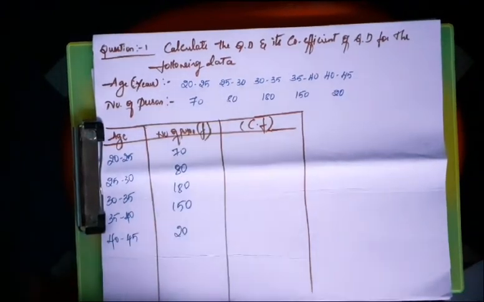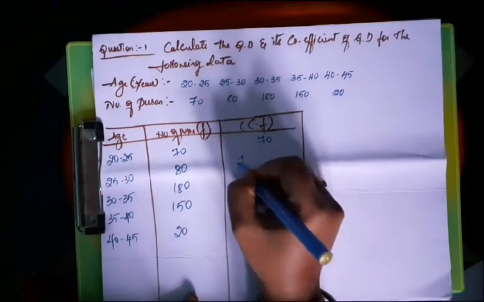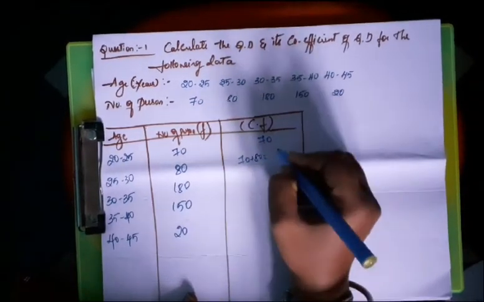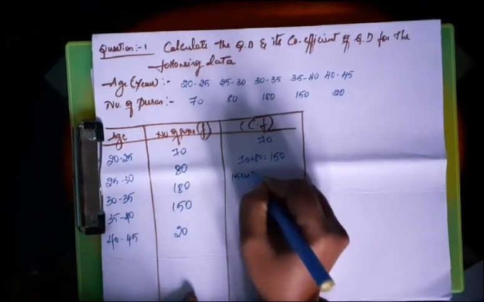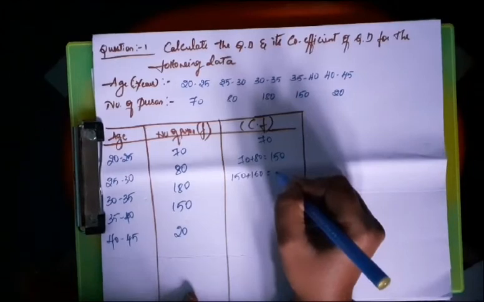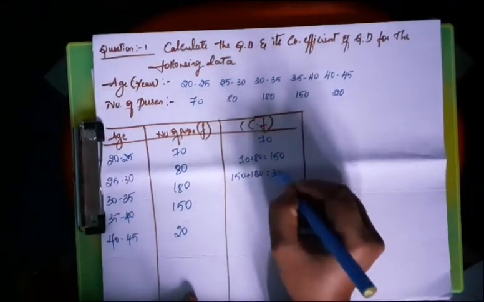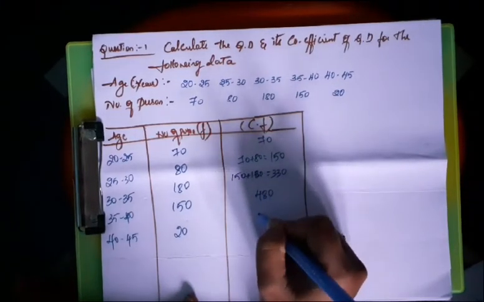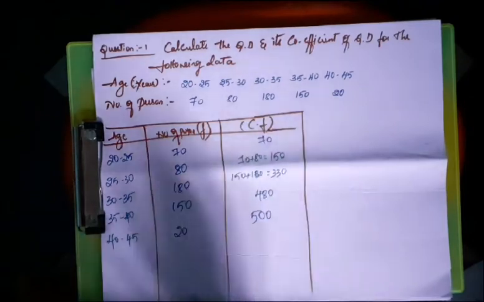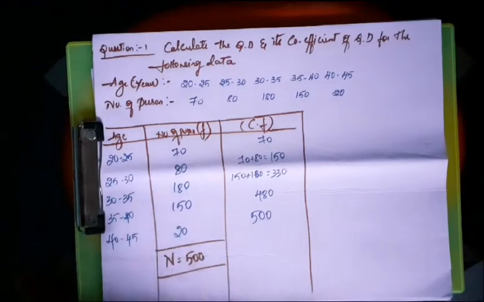So we have to find the cumulative frequency here. It is 70 plus 80, 150. I'm showing the step here; later I'll do it directly. Again 150 plus 180, you will get 330. Then 480. Then 500. So here the total N is 500. N stands for the total of frequency under continuous series also.